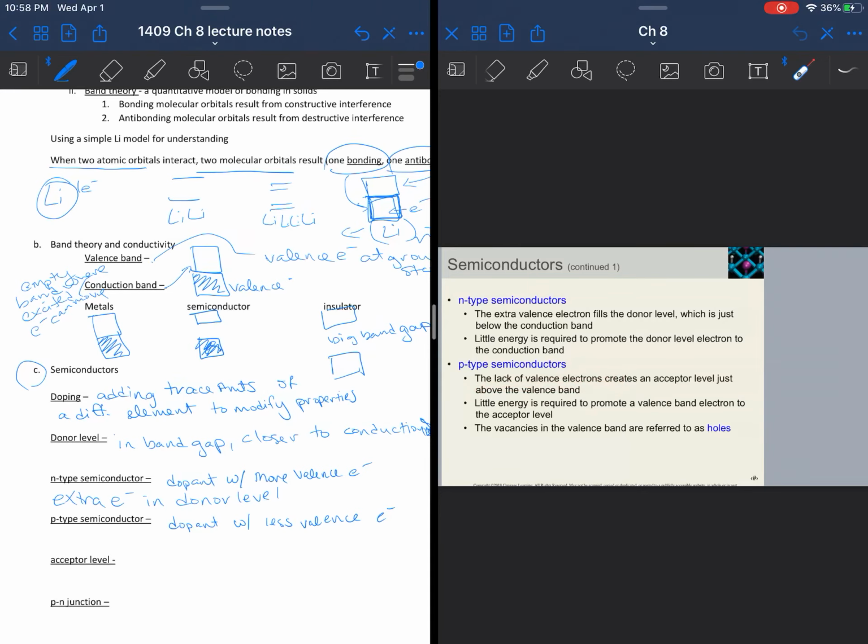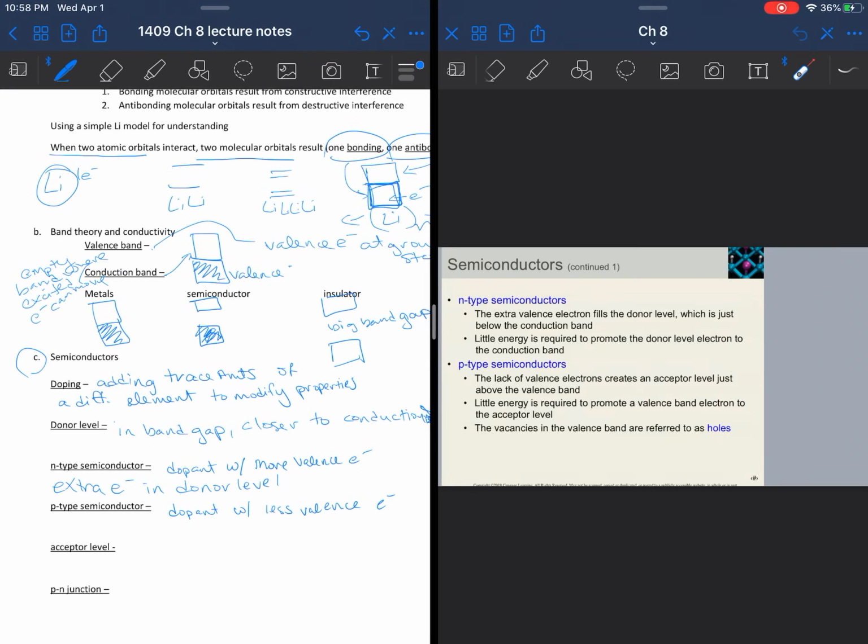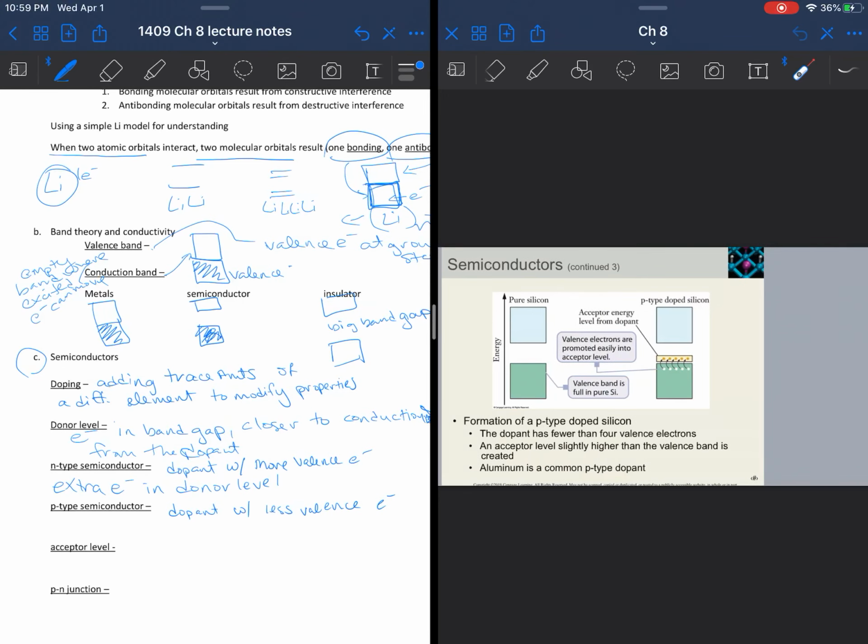Now, if we take a look at our P-type semiconductor, right, we're putting in something with fewer electrons. And so we're going to be dealing with something called an acceptor level, right? In the donor level, there are electrons in the band gap. They are from the dopant, right? The acceptor level occurs because now instead of doping with something with more electrons, we're doping with something with fewer electrons. So it's kind of like we're leaving these little positive holes at the top of the valence band, right?